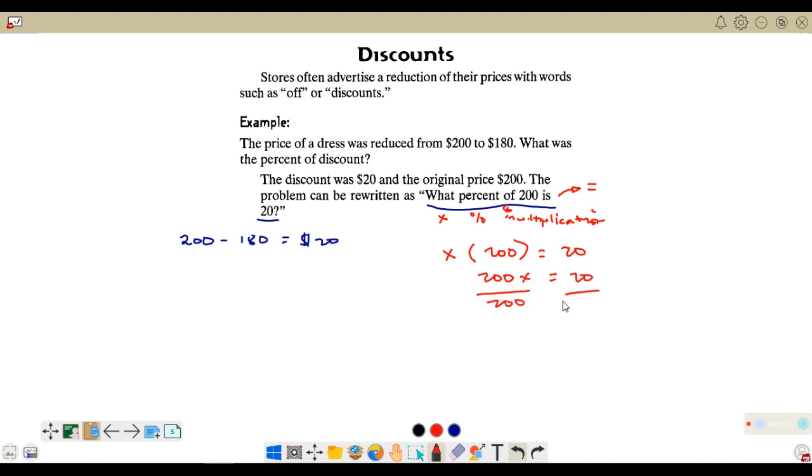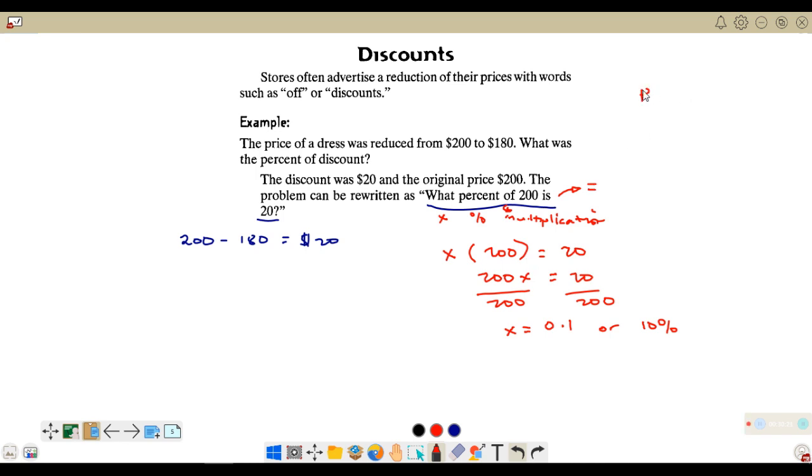So 200, divide both sides by 200, you will end up with our x, which is equal to 20 divided by 200. We have 0.1 or 10%. So 10% off, we have 10% of 200 is 20. So 10% off is $20 off. Okay? So ano yung isa pang pwedeng approach?